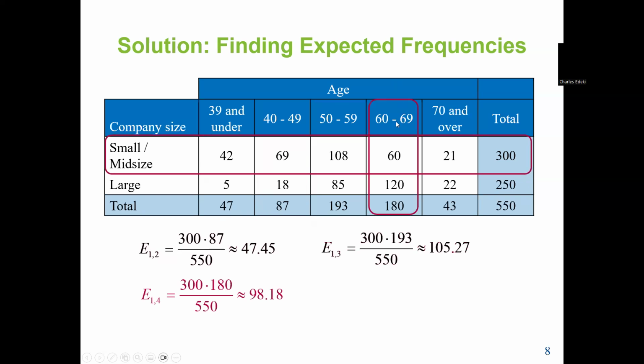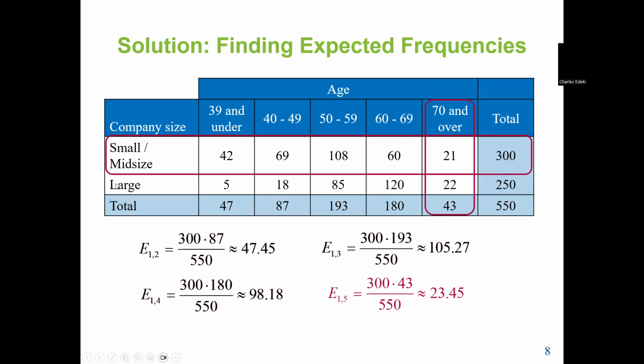Then we keep going to the next one, the third column. We have 180 for the third column total, and the same amount for the first row total, 300, divided by the sample size, 550. And the last one for the first row, we have 43 for the column total times 300 over 550.